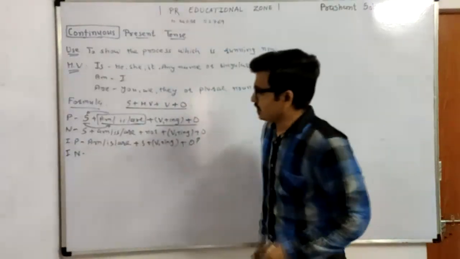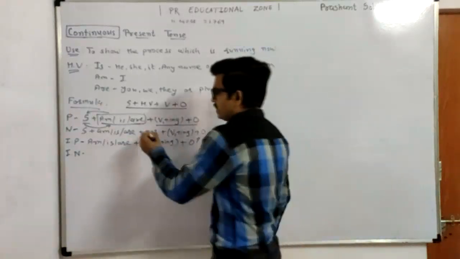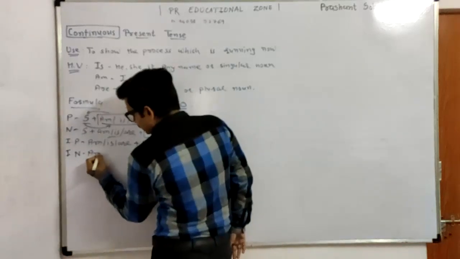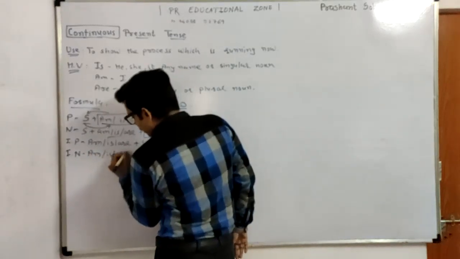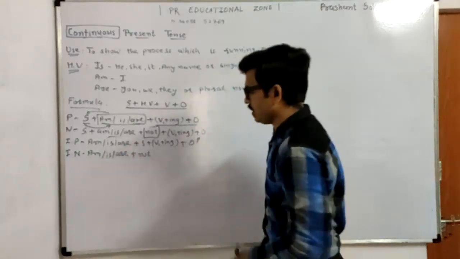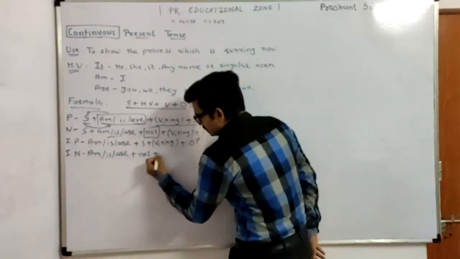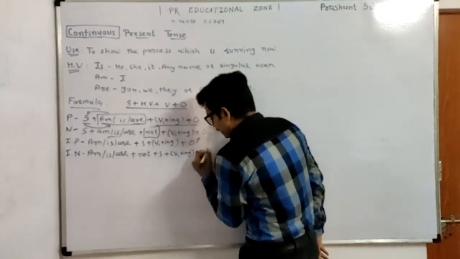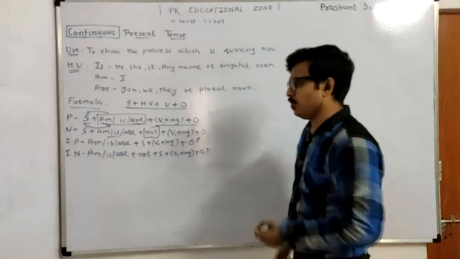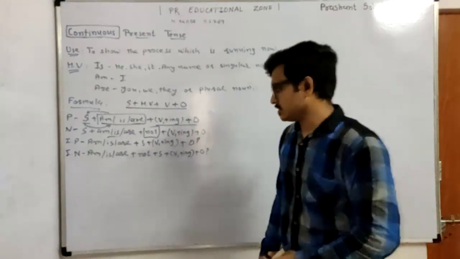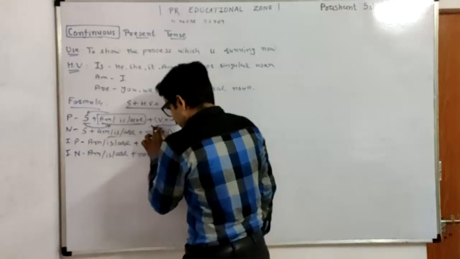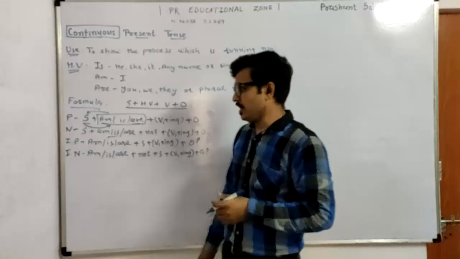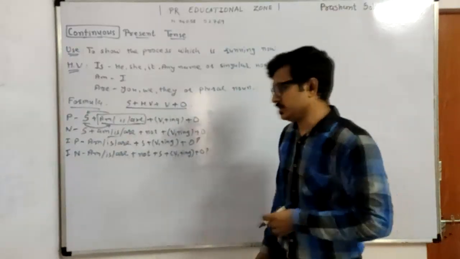In interrogative negative, as I said earlier, not will come after the helping verb. So here we will put not after the helping verb: am, is, are plus not plus subject plus verb ing and then object. This is the formula for the interrogative negative sentence. So if you know only the positive sentence, you can easily make all the other sentences.